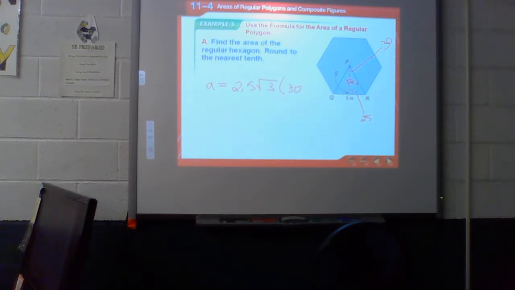Whatever we got for that apothem, right? And then at the end, I'm going to divide by 2. So that's using this formula right here. Merrick wanted to do it the other way. What's Merrick going to do? He's going to do the base times the height. So what's your base and your height, Merrick? The base is 5 and the height is 3.5.